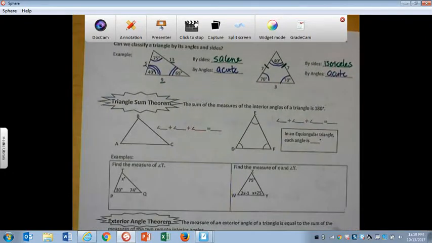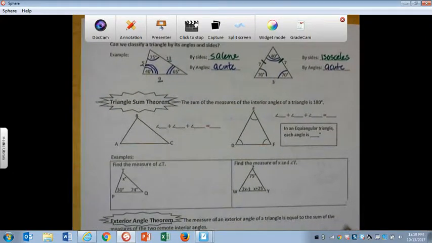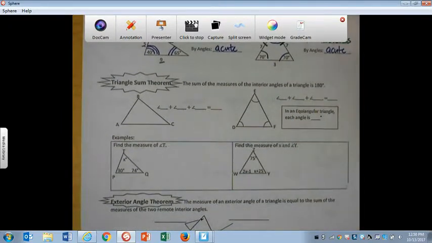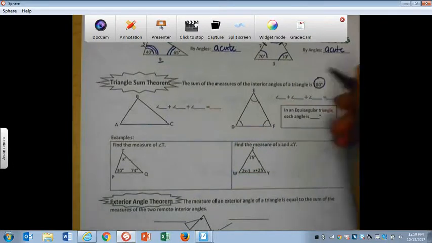Now, let's talk about the triangle sum theorem. The sum of the measures of the interior angles of a triangle is 180 degrees, right?